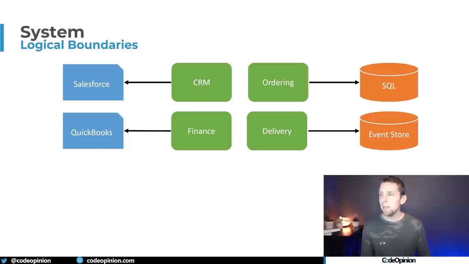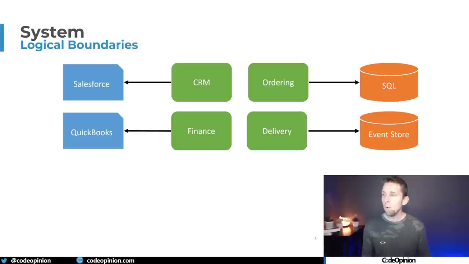So let's say we have a system here where we have some CRM as one logical boundary. Let's say that's more in a supporting role. We have some finance, which is in a supporting role. And let's say we're talking about food delivery. We have ordering and our delivery, different boundaries. That's really more of the heart of it. And like I said, they're using different things. Our ordering is using a relational database, and maybe our delivery boundary is using an event store.